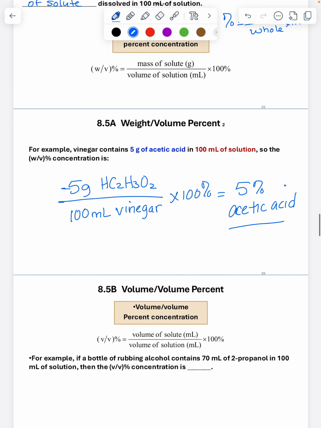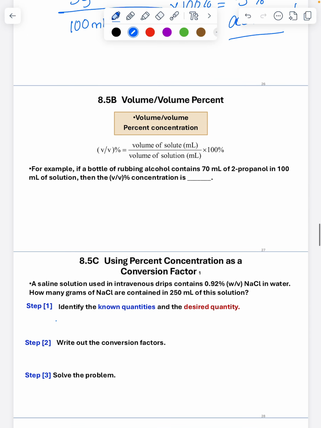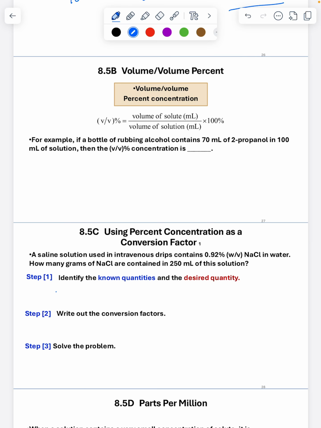We can also calculate volume per volume percent composition. Same idea here. Part over a whole, part volume of the solute over volume of the solution. So if we have a bottle of rubbing alcohol that contains 70 milliliters of 2-propanol in 100 milliliters of solution, well, the volume per volume percent concentration would be what?